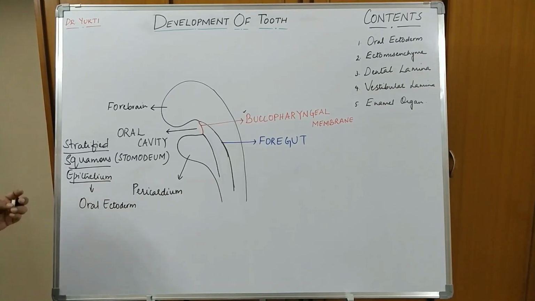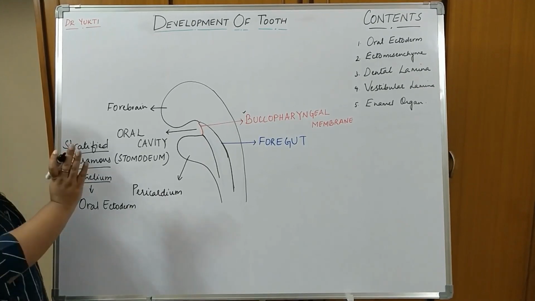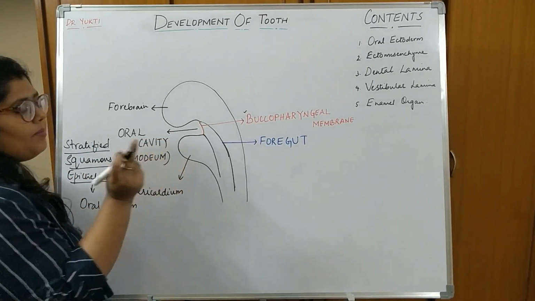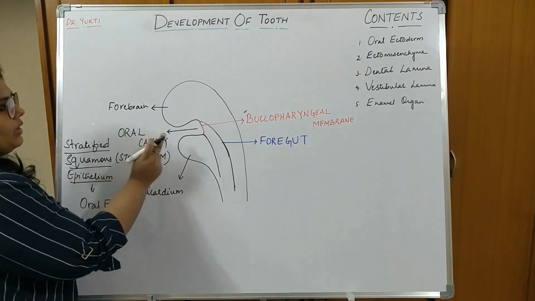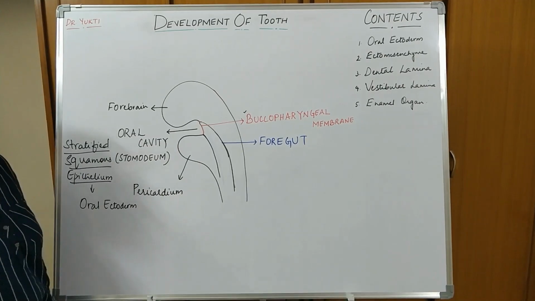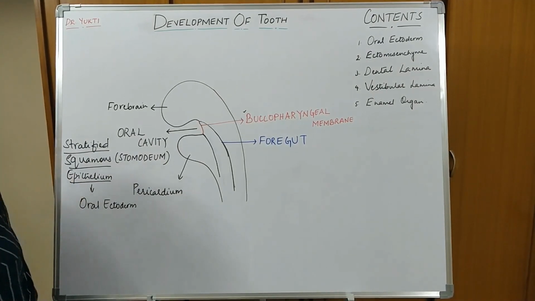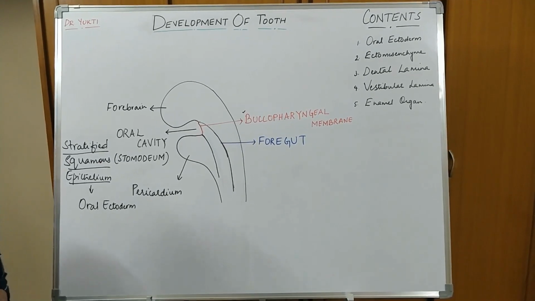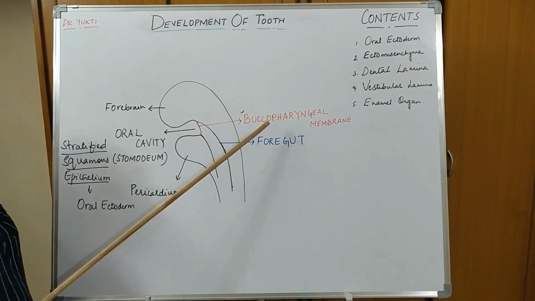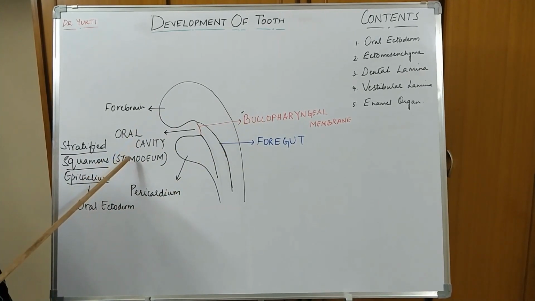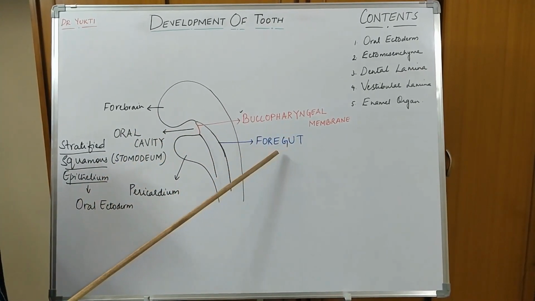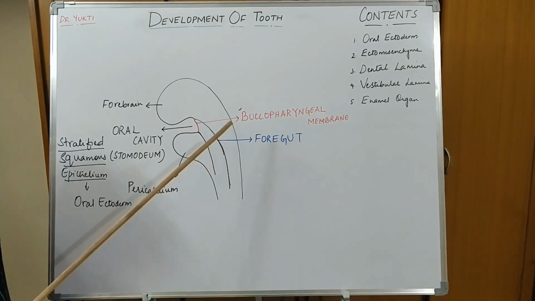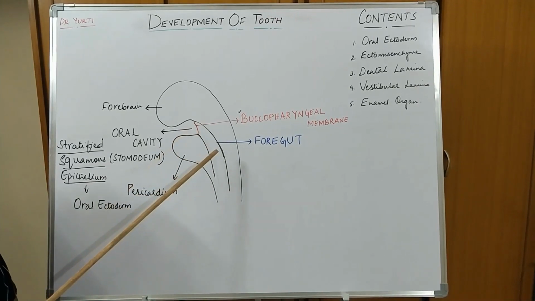But initially, in the initial embryo period, this connection is not present, and instead there is a membrane present in between the oral cavity and the foregut. This membrane is called the buccopharyngeal membrane. Now, why is it called bucco? Bucco denotes the oral cavity, and pharyngeal is nothing but the foregut, that is the posterior part. So, buccopharyngeal membrane is the one separating the oral cavity and the foregut.